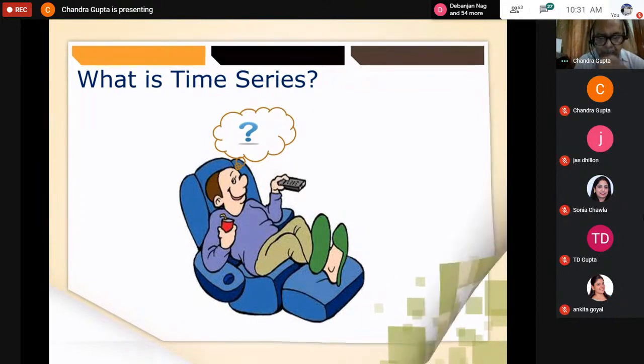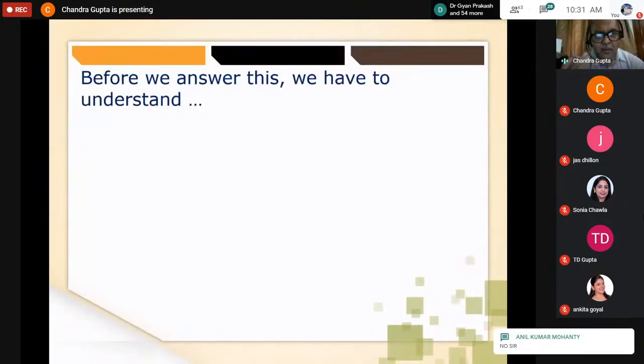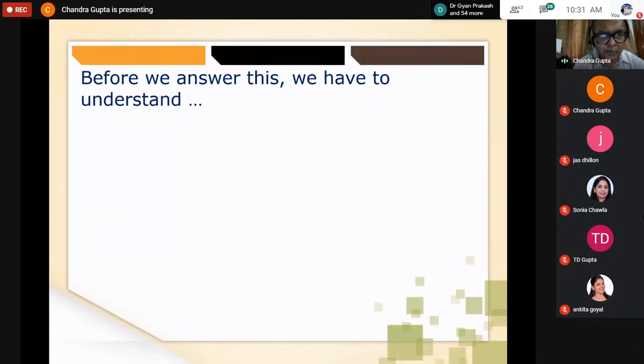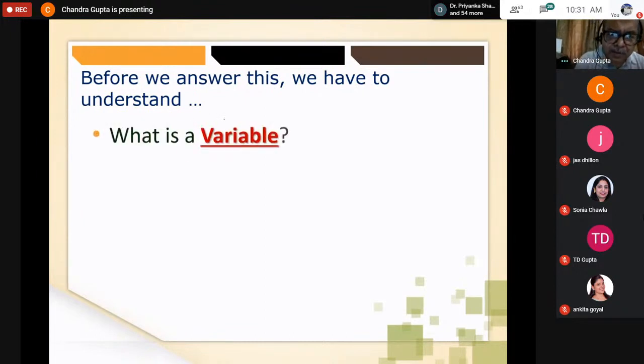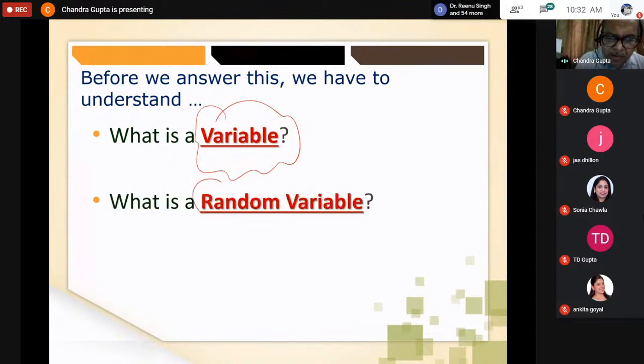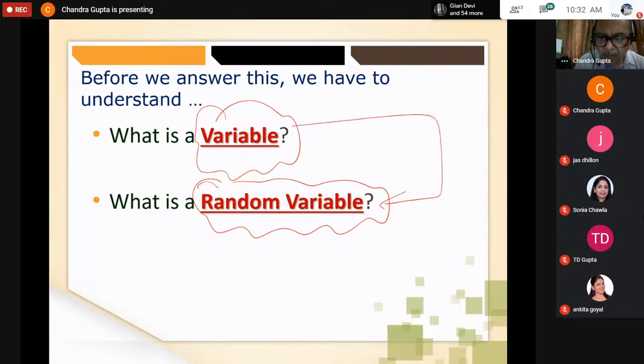No. Okay. Now let's try to understand how we define time series in the context of the modern view. But before that, let's understand what is a variable. And then the next question is, what is a random variable and how are they different. I hope, friends, you appreciate the difference between a variable and a random variable. Can any one of you tell me how do you see the difference between a variable and a random variable?